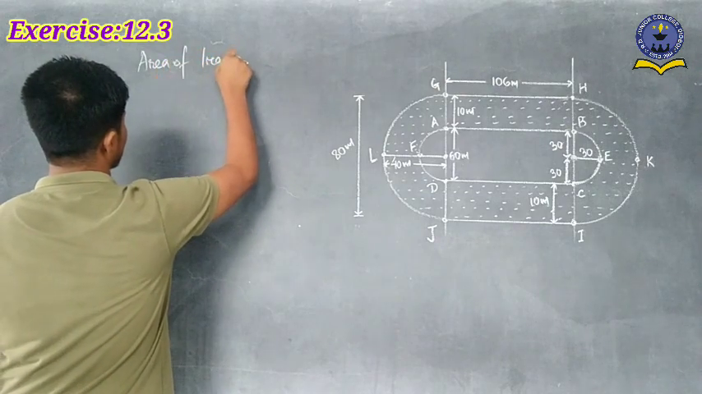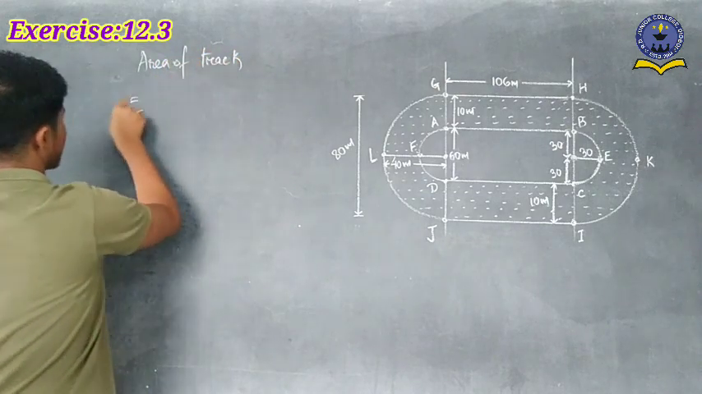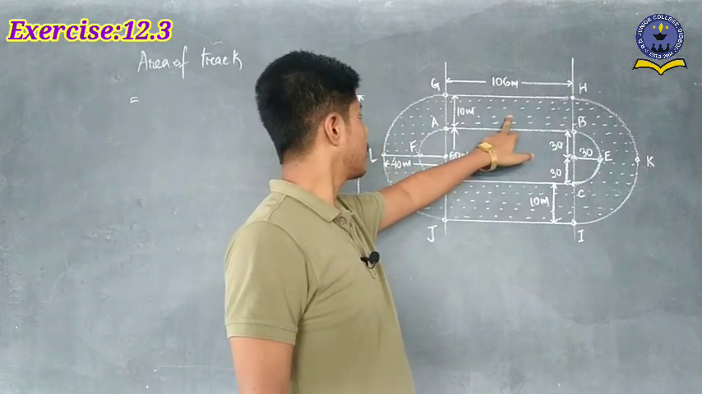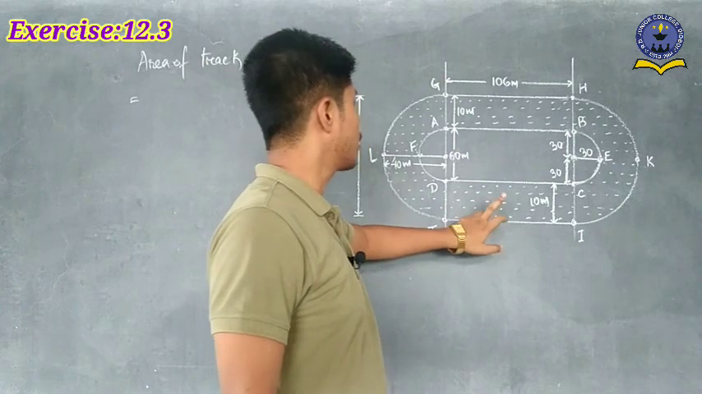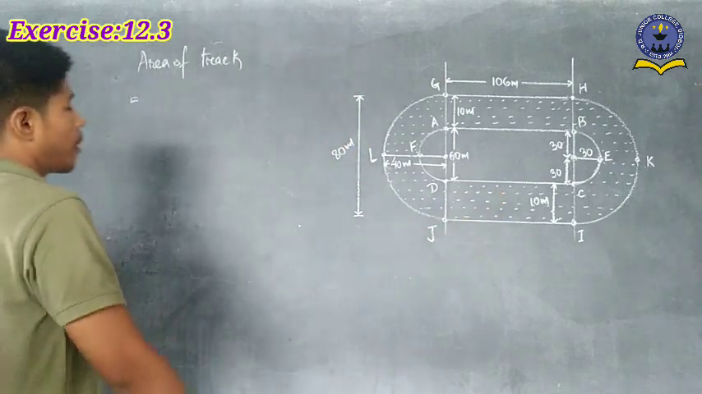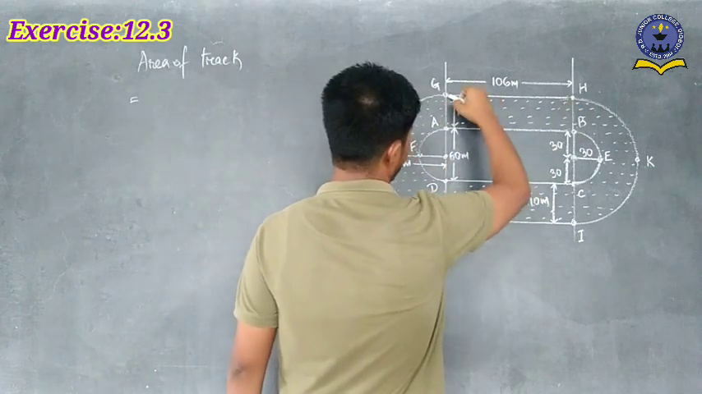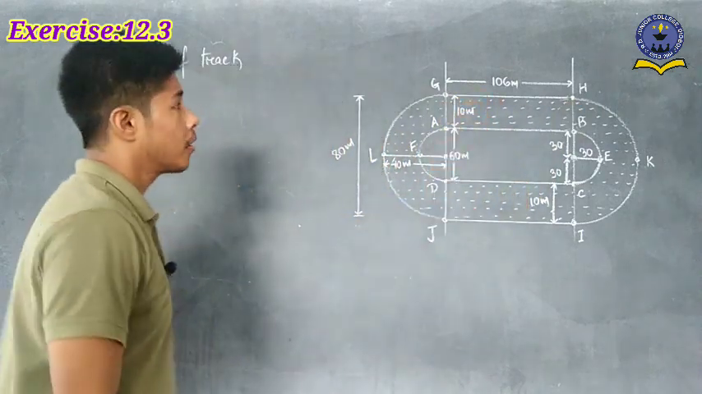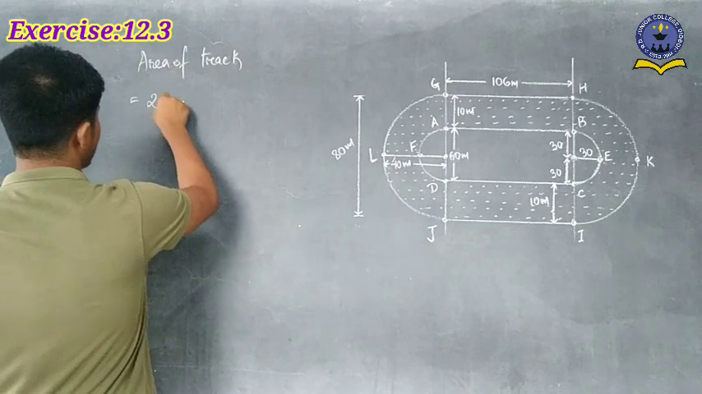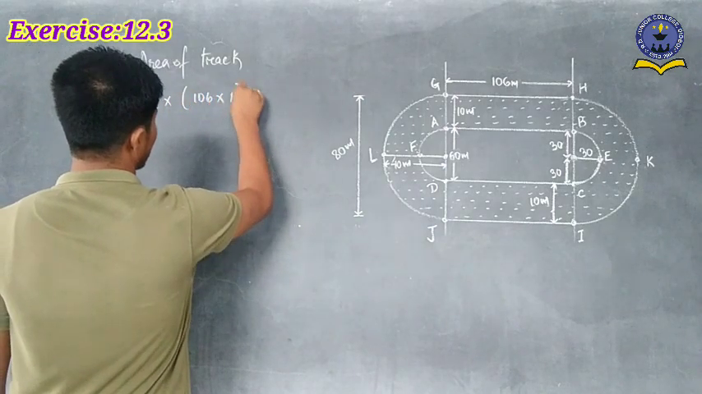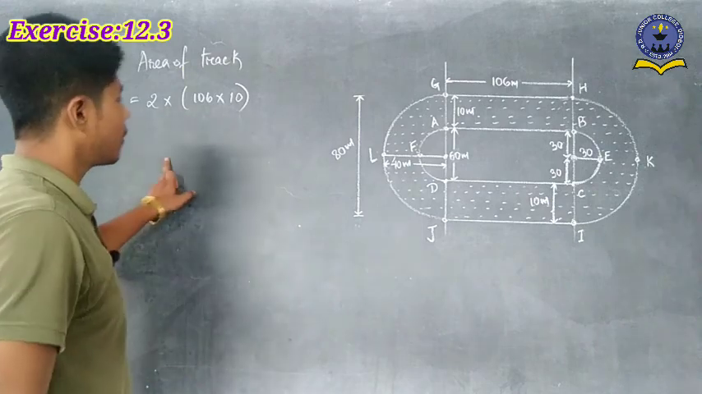So finally, if we find out the area of track equal to, what you have to write? This one equals to, first of all, the area of this portion. And this level, how many portions are there? 2 portions are there. So we have to write here, length is here what? 106 and the width is what? 10 meter. So that means 2 times of 106 into 10. All of you, I think, understood this one.